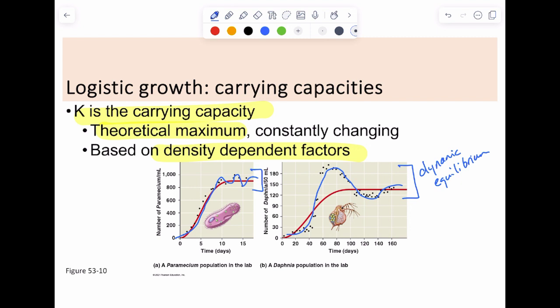Why point that out to you? Because dynamic equilibrium is physiology. This bobbing back and forth that you see up here at the top, around where we think the carrying capacity is, is called a dynamic equilibrium. And virtually all physiologic processes do this.